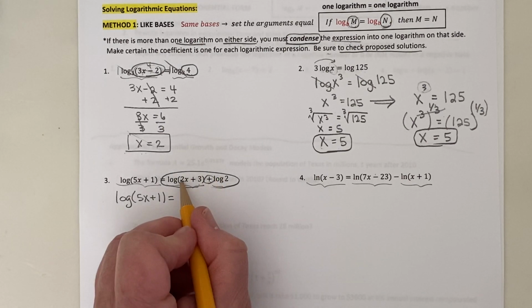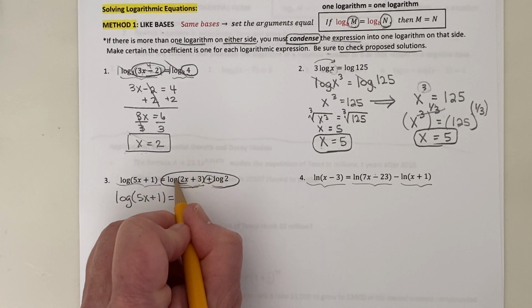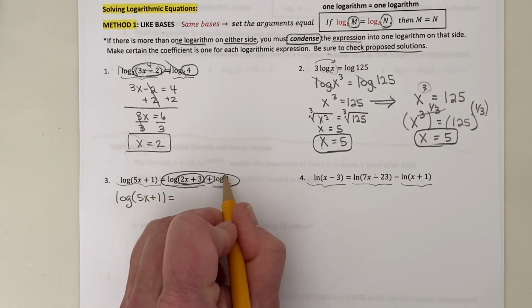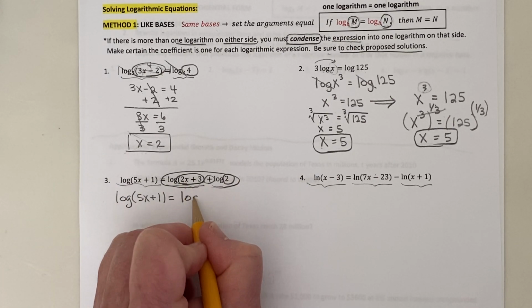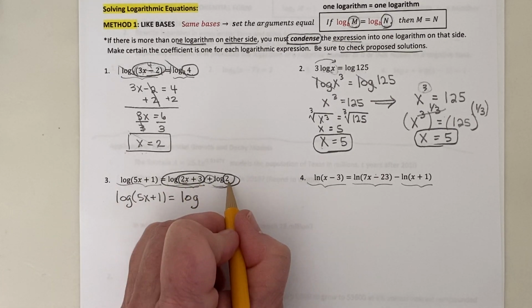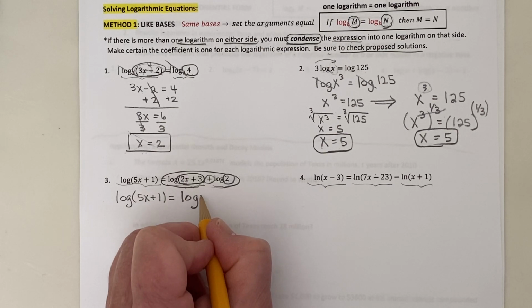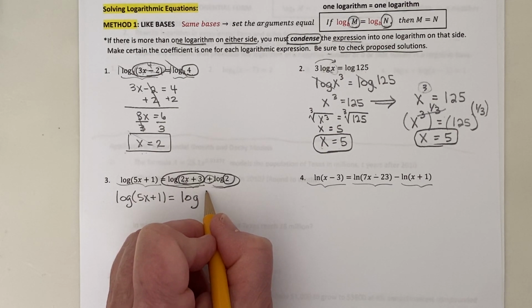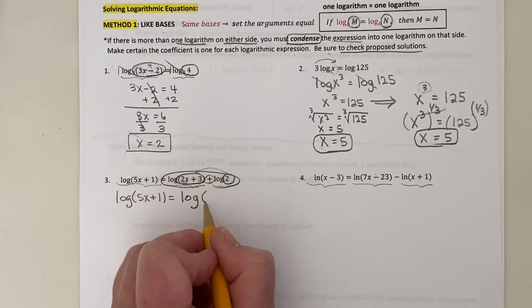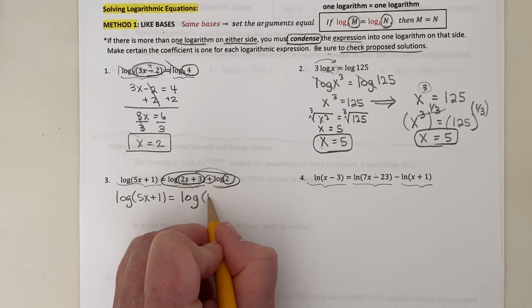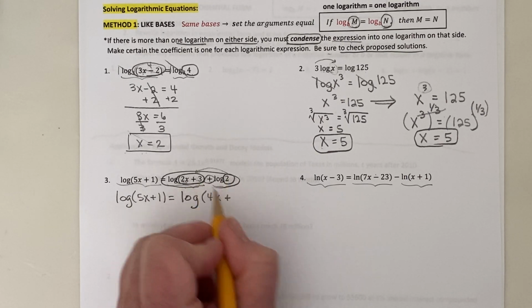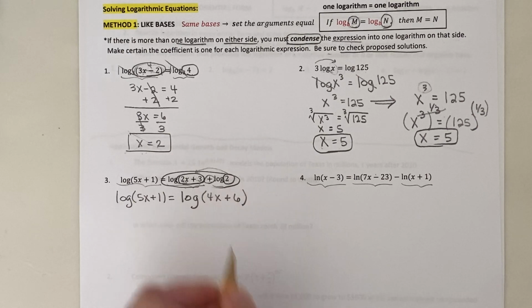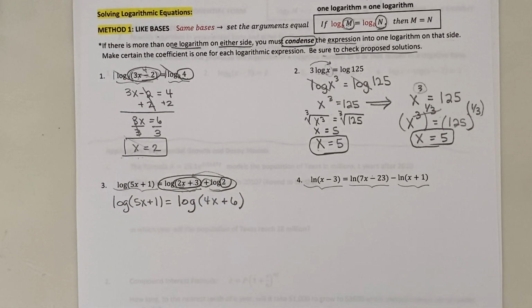When I'm adding 2 log terms, actually what happens is I go back to a product of these 2 arguments. So I can condense this into log, and then I'm going to multiply 2 times 2x plus 3. That's an easy multiplication. I'm going to distribute the 2 into the 2x, getting 4x, distribute 2 into 3, and get 6. I'm trying to front load this, trying to get some work done on the front end.